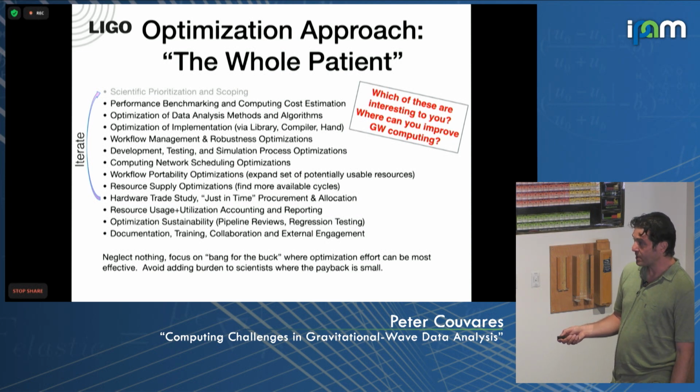The accounting we need to do this. Again, optimization sustainability: how do we make sure this work we've done to optimize codes isn't lost over time? Documentation, training, collaboration, external engagement. We kind of have to look at all of this.